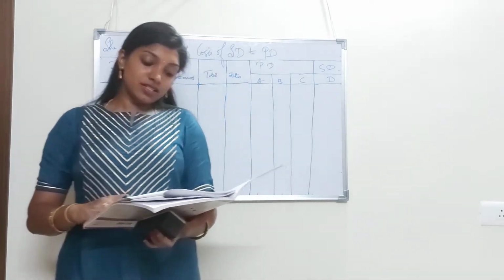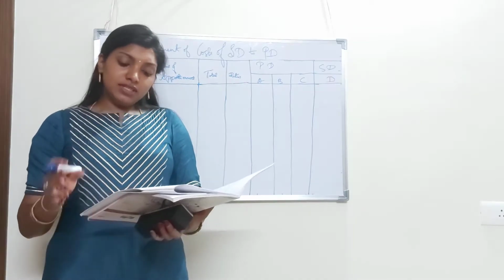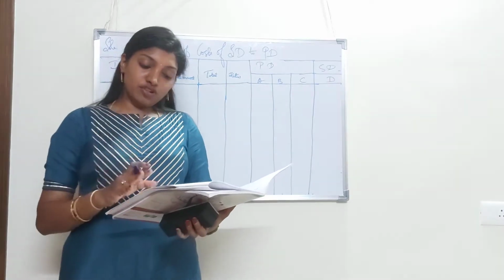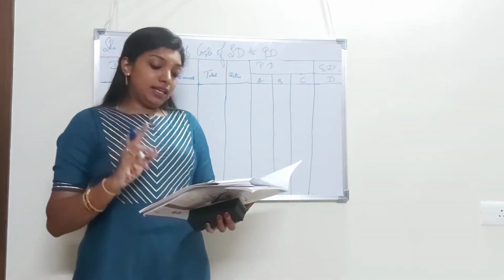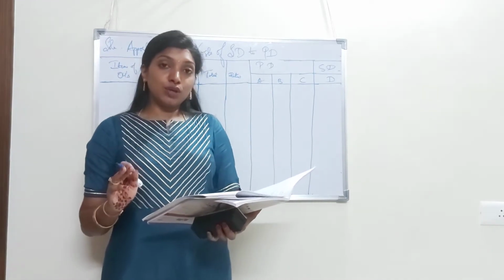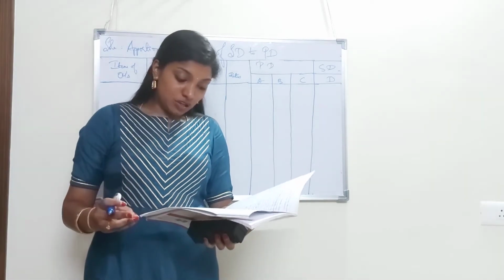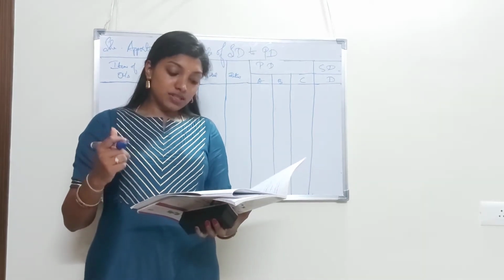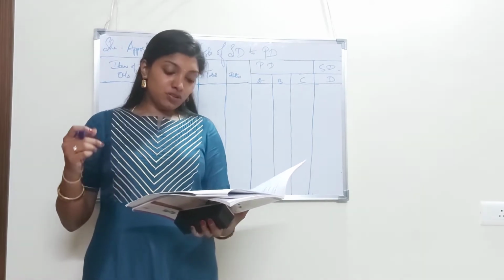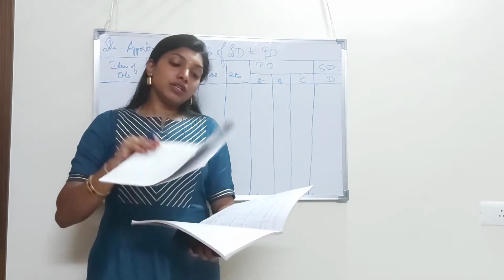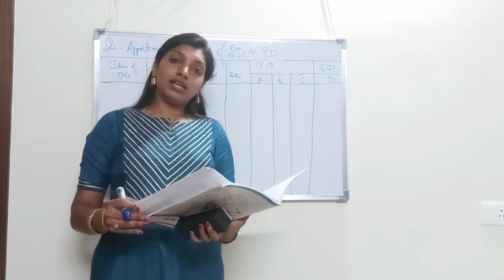Akash Limited has four departments, A, B, C and D. Departments A, B and C are production departments. Department D is a service department. The actual expenses for the month of April 2014 are as follows. So we have rent, depreciation of machinery, supervision charges, electric power, repairs of machinery, contribution to ESI, fire insurance on building, lighting, and indirect materials with regards to A, it is 1200, B, 1000, C, 750, and D, 500.